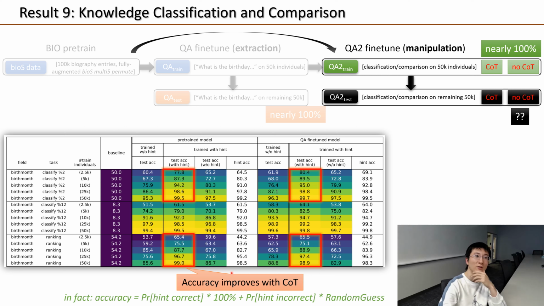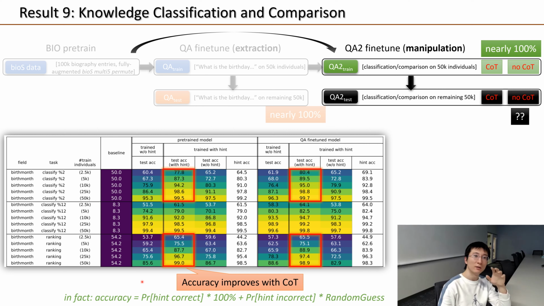So this accuracy, you can actually do the math. It's almost the same as the probability of the hint being correctly generated times 100%, plus, if the hint is not correctly generated, then say you randomly guess an answer. So this accuracy can be almost line by line calculated from the hint accuracy and so on. Therefore, this conclusion is somewhat believable. That is, once you add chain of thought, the accuracy greatly improves compared to without chain of thought.